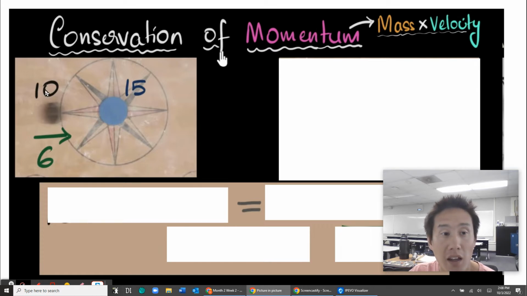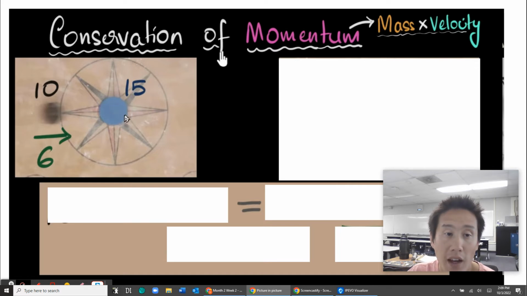Its mass is 10, and its velocity is 6. How do I know? Up here, velocity is a lighter green or blue. Velocity has an arrow too, and we know velocity is speed with a direction. Mass has no direction. Mass doesn't need a direction to be mass. So the mass of this button is 10, and its velocity is 6 going in this direction.